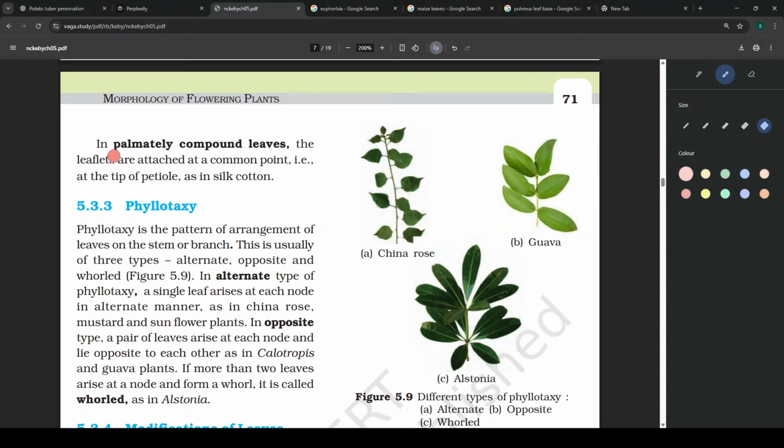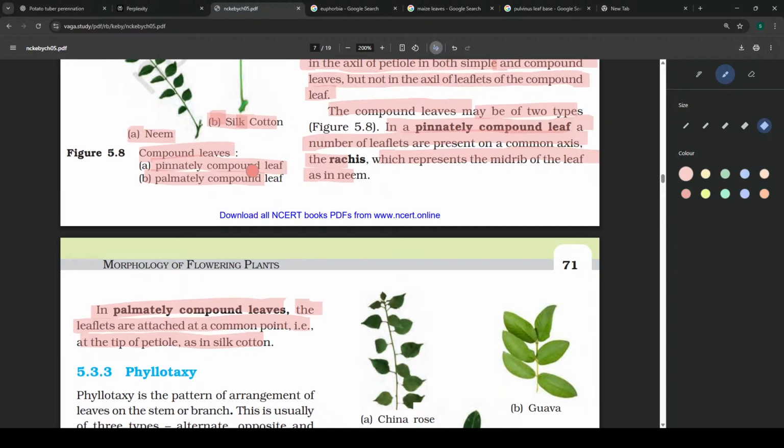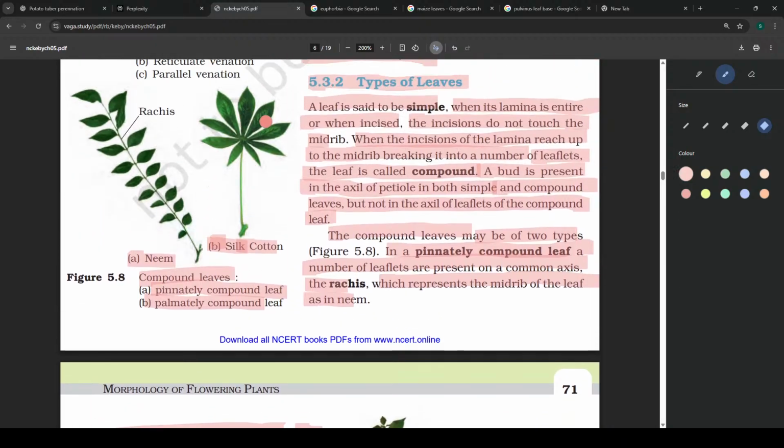In palmately compound leaves, the leaflets are attached at a common point, that is at the tip of the petiole, as in silk cotton. In silk cotton, if we see, the leaflets are attached at a single point. These are not leaves, these are leaflets attached at the tip of the petiole.